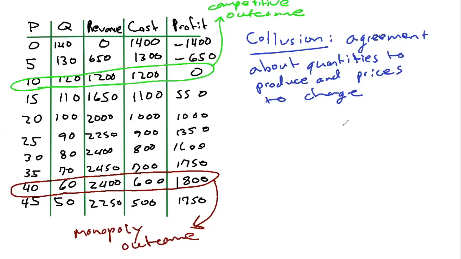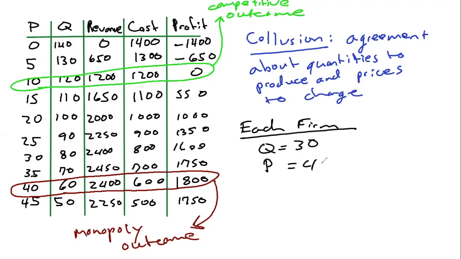So one solution is AT&T and Verizon decide to split everything evenly. In that case, each firm is going to produce 30 out of the 60 units that they're targeting, and they're both going to charge the same price of $40, and that means each firm's going to get a profit of $900.